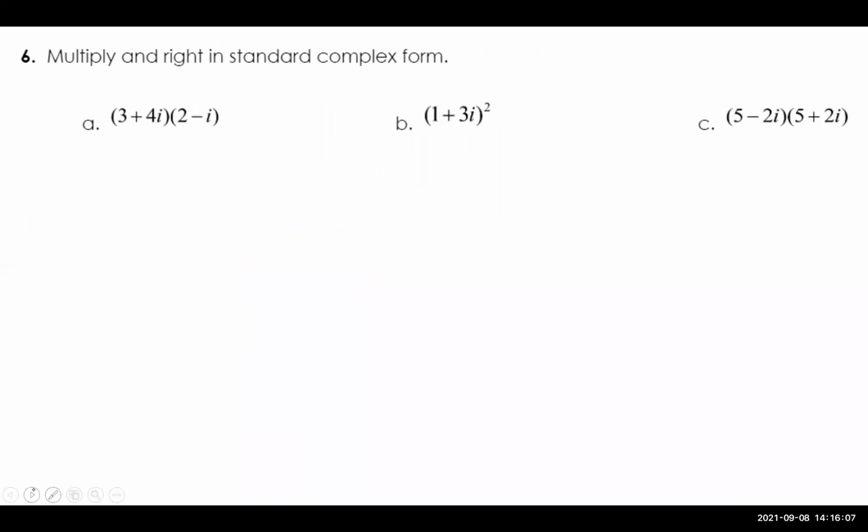Number 6, multiply and write in standard complex form. So we're going to multiply these out and then combine like terms. Standard complex form is a plus bi, so you like the real number first, followed by the imaginary. So we're going to start by multiplying.